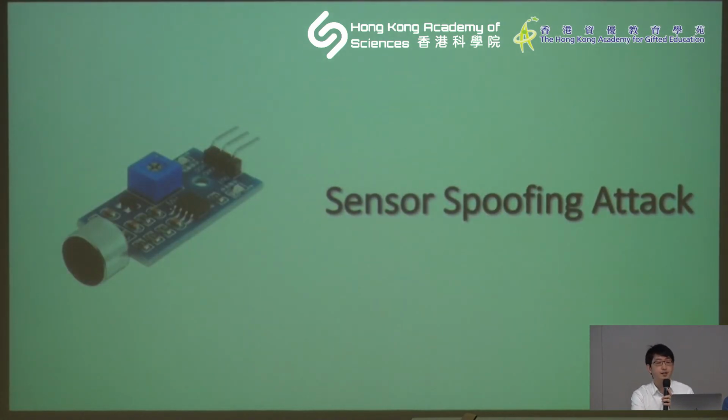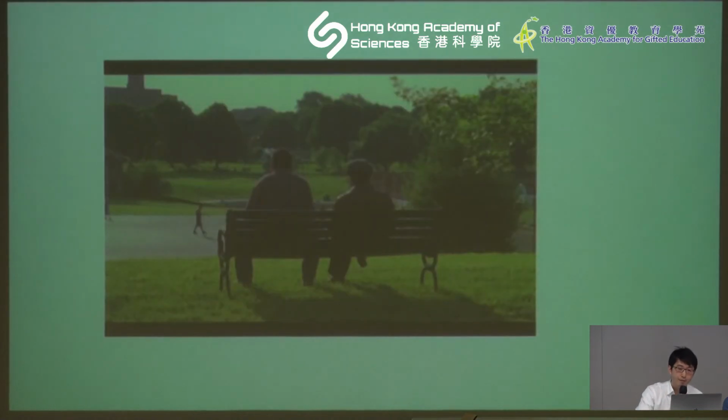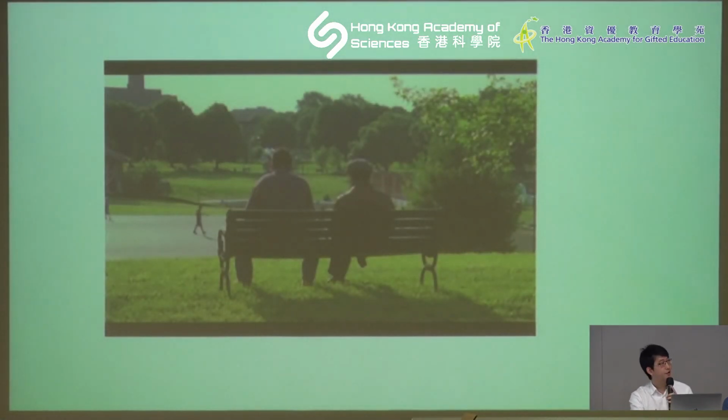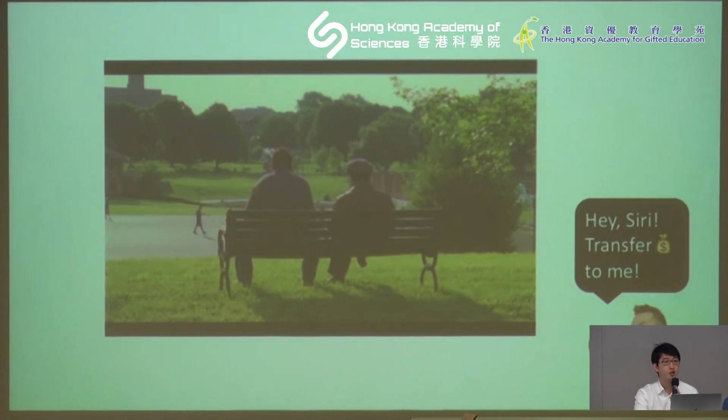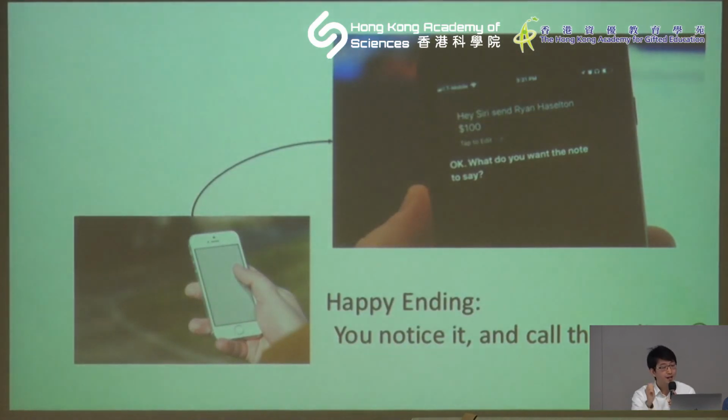Sensor spoofing attacks. Recall that the machine learning system needs to read signals from the physical world through the sensor. So think about this scenario. You're sitting here on a chair, having a conversation. Somebody shouts to you, "Hey Siri, transfer some money to me." He might activate the Siri on your phone. I haven't tried that, but in the classroom you can try "Hey Siri." Perhaps on some of the phones Siri will be activated, and then some of the command gets passed to the phone. But the happy ending here is if somebody shouted this command to you, you will notice that, and you will probably call the police.